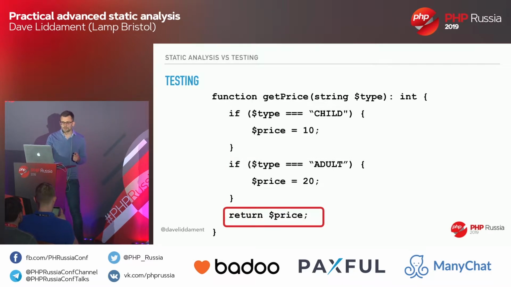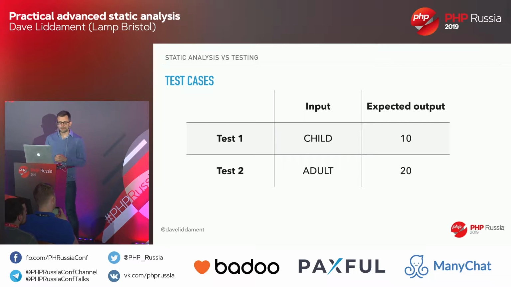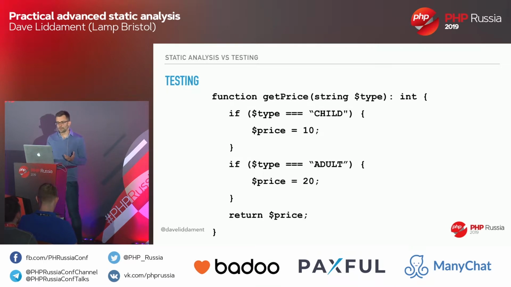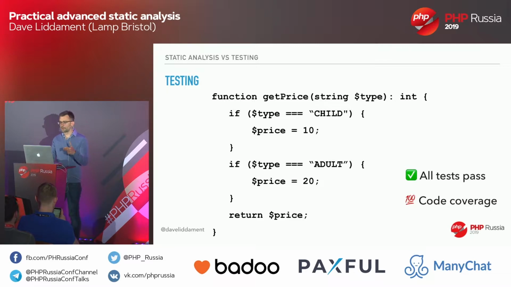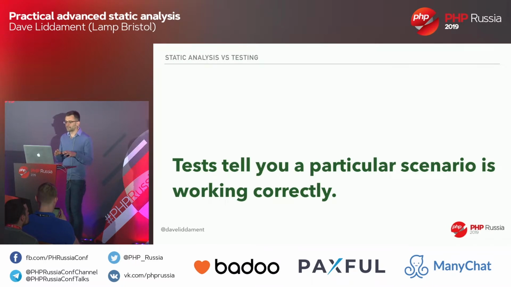So if we wanted to test this code, we could have a test case that looked like this. The first test case, we put in child, and we're expecting 10. And the second test case, we put in adult, and we're expecting 20. Given those test cases, all our tests would pass, and we'd also have 100% code coverage. Both our decisions, we'd have taken both the true and the false branch. So tests tell us that for a particular scenario, everything is working correctly, but they only assert that things are working correctly for the particular tests that we run.